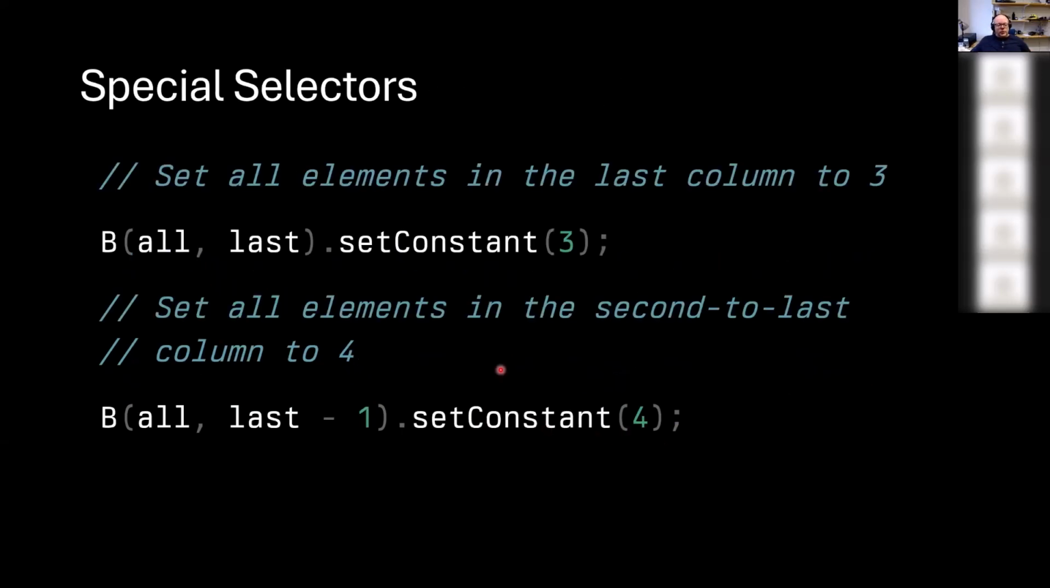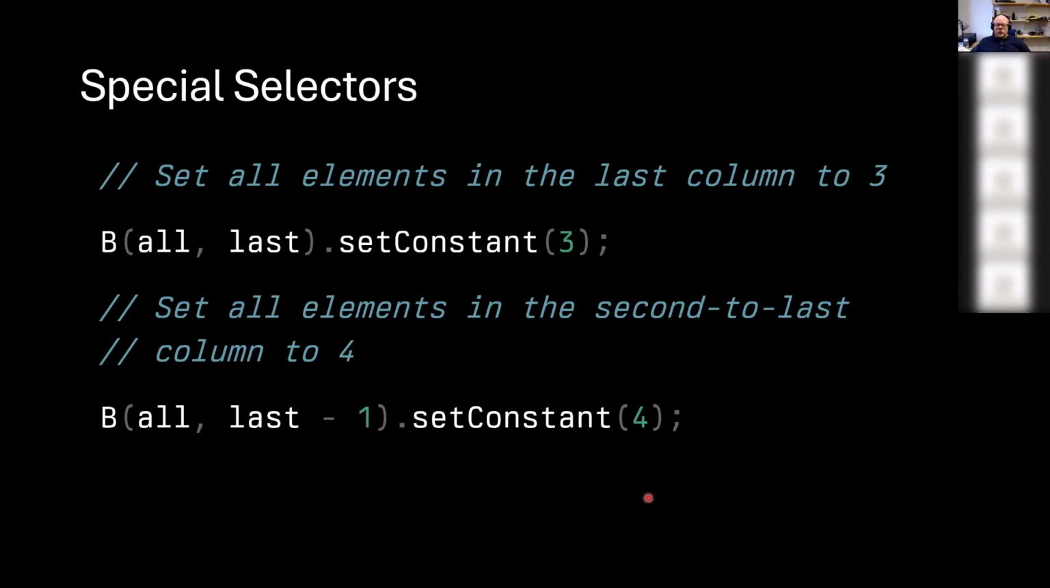There are also selectors you can use. So if you want to have all elements in the last column, for example, you can do all rows, and last here will be the last column, and then you can do set constant 3. That will assign all the values in the last column to 3. You can also do last minus 1, and that will set the second to last column to 4, for example.